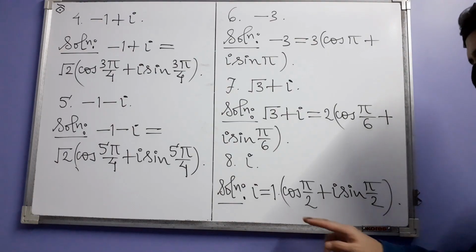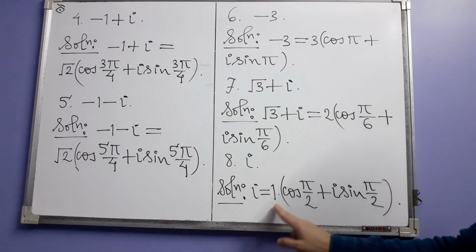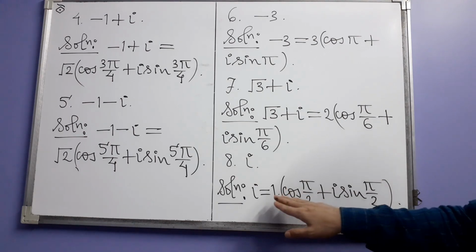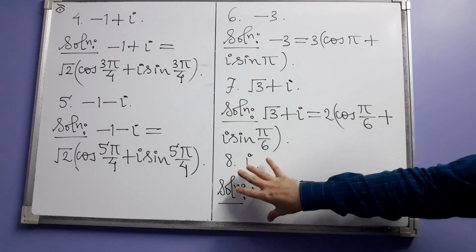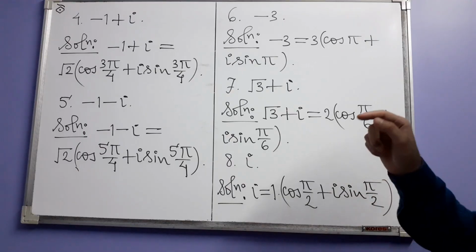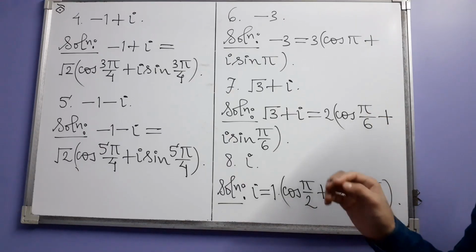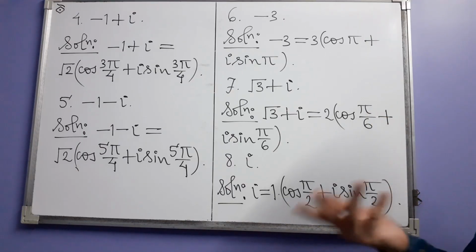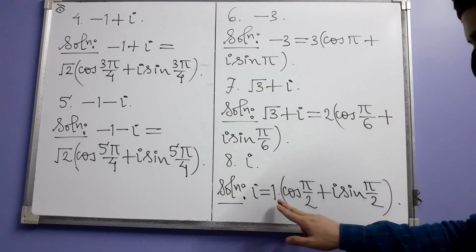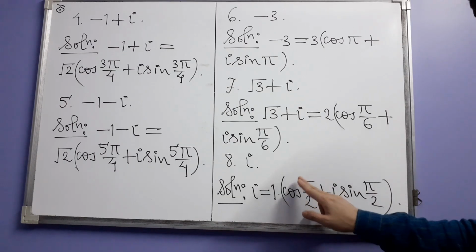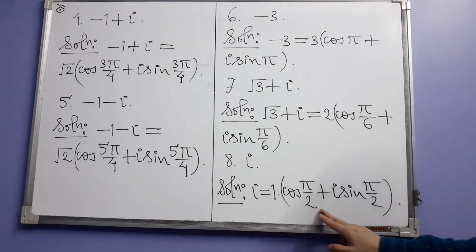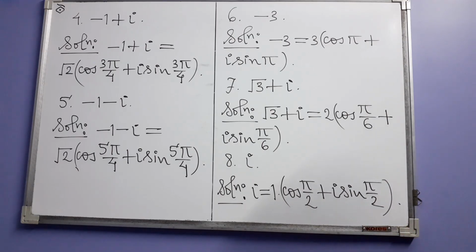However, you may have the tendency of not writing 1 here. Please do write it, because ideally the polar form should show both the modulus as well as the argument, whichever argument you choose. So you write 1 here and then you write pi over 2 as your argument. So this is the polar form of i. With that, this set of exercises ends.